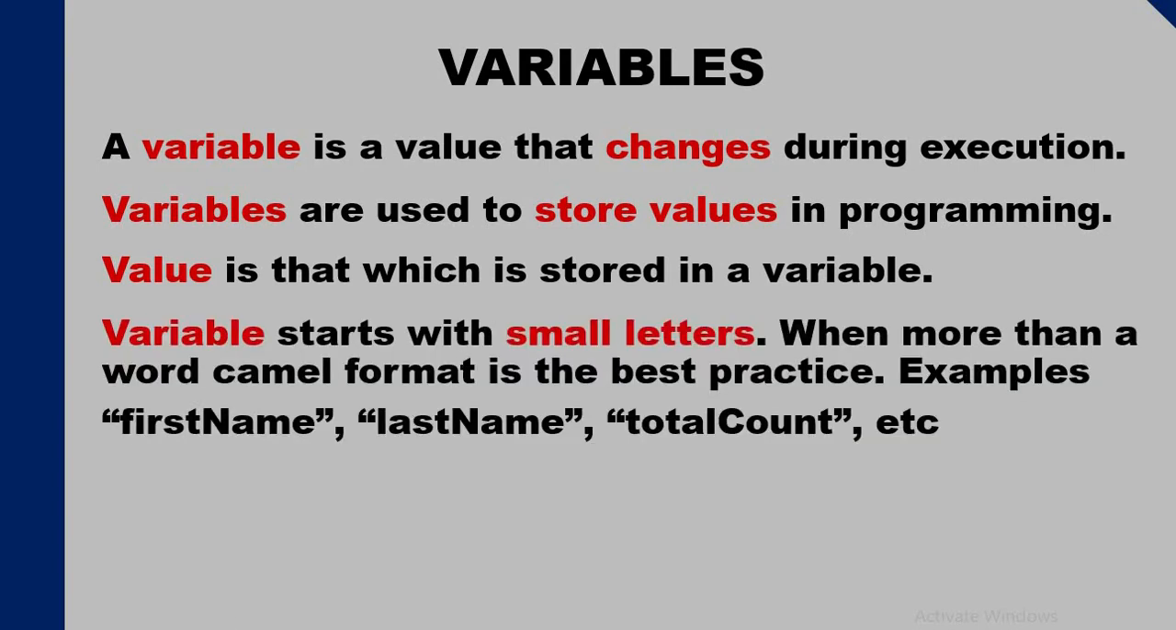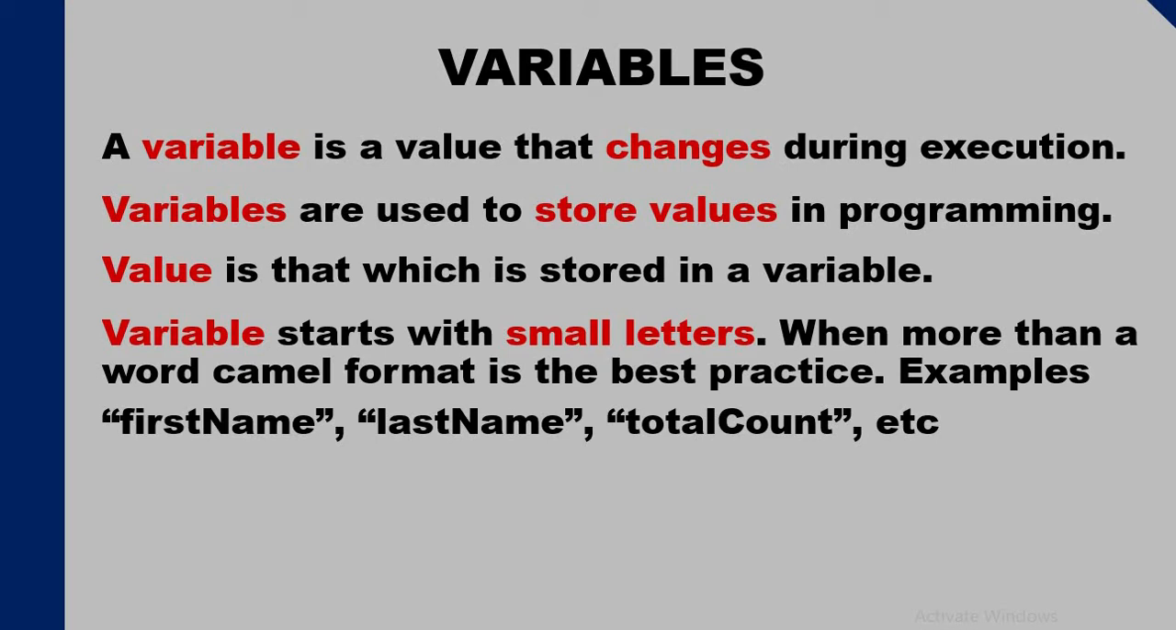A variable starts with small letters. When more than one word is used, camel format is the best practice. For example, when we have first name, last name, and total count. If you look at these words, we have two words joined together. First name, we have the first and the name. When they are joined together, they use the camel format.